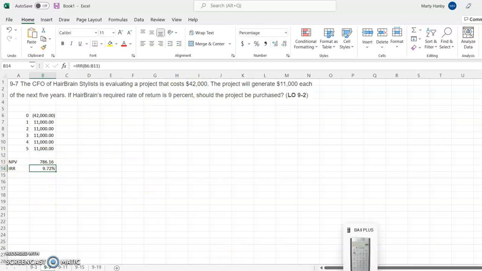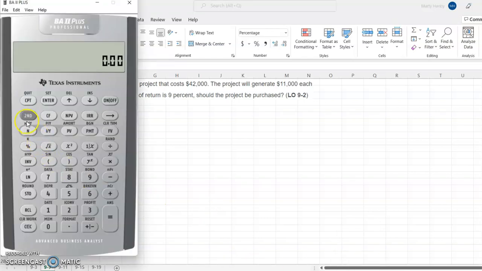So on the BA II Plus, pull up the calculator. Second, cash flow. Second, clear. So we've got 42,000. We hit the plus minus, hit enter. We go down to C01, and that's 11,000. Enter. We go down to F01. That 11,000 occurs 5 years in a row.